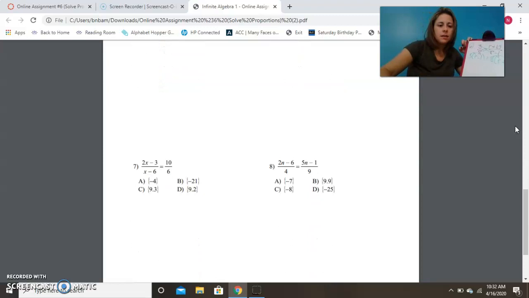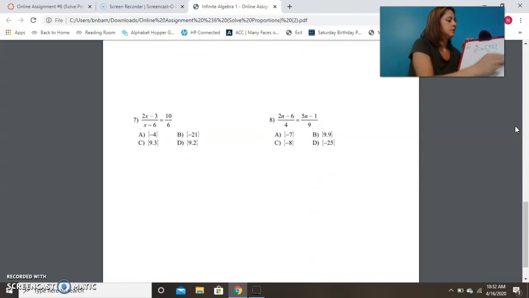And finally, number 7 is very, very similar to number 6, actually. They just kind of switched the ratios that are given to us. So the ones with the variables are on the left-hand side, which really doesn't change anything at all, just the way that it looks. 10 over 6. Okay. So we are still going to do the top of this fraction by the bottom of this one, and the bottom of this fraction times the top of this one.